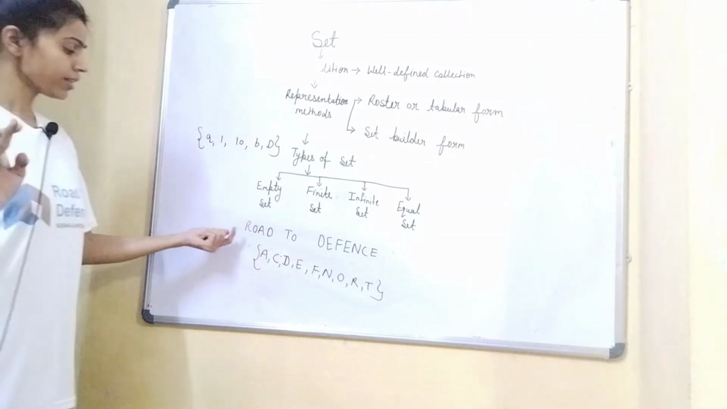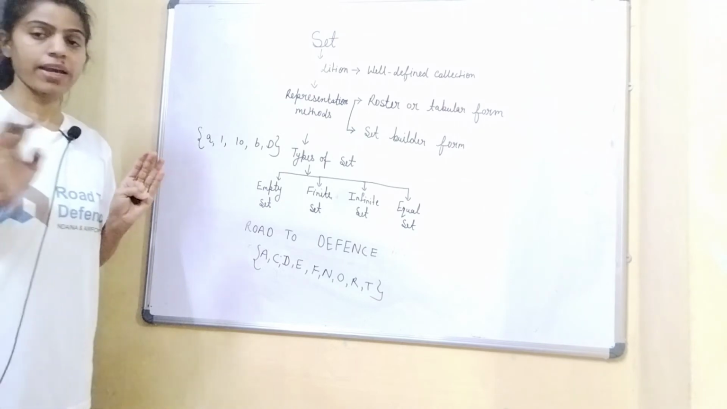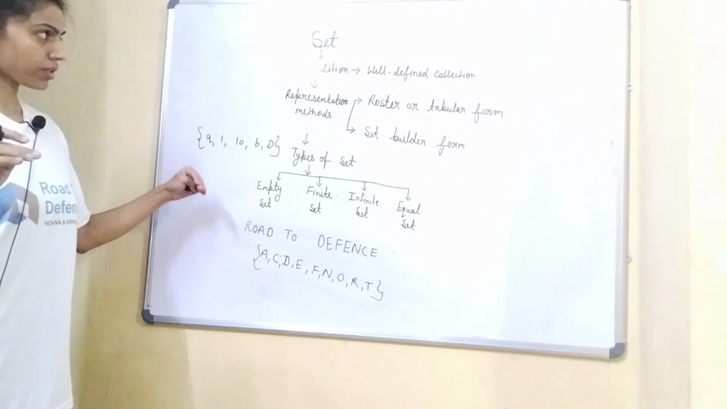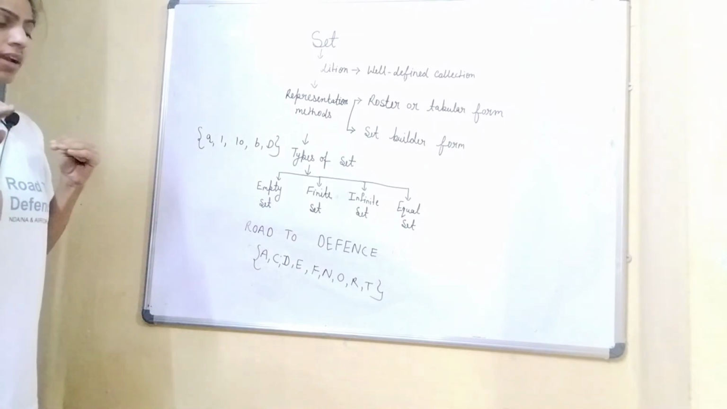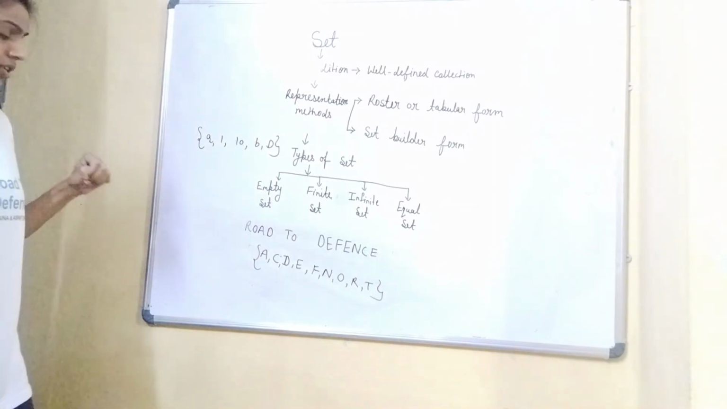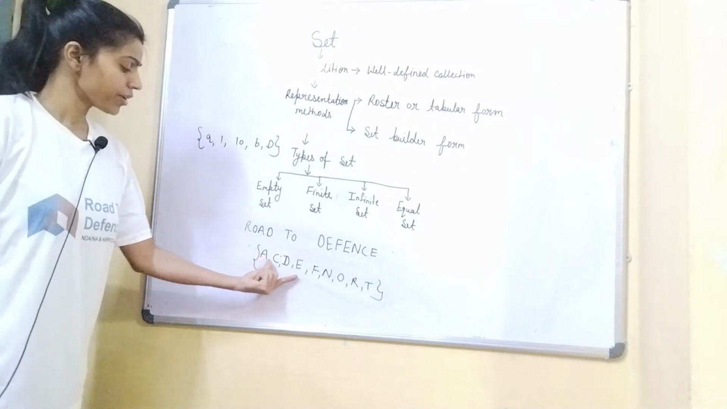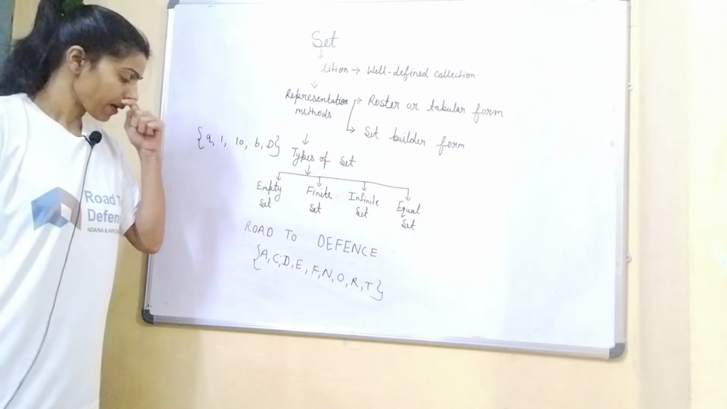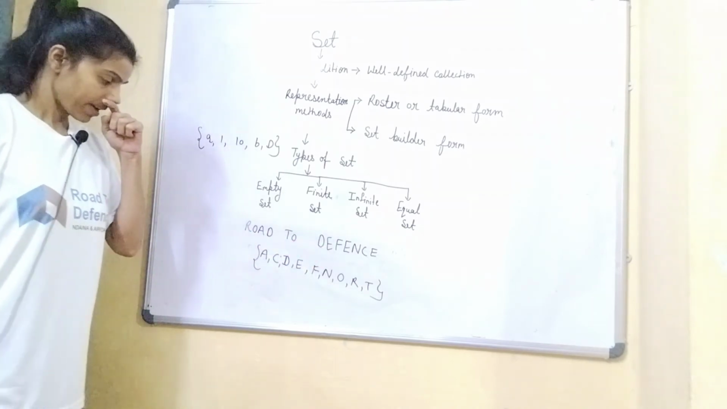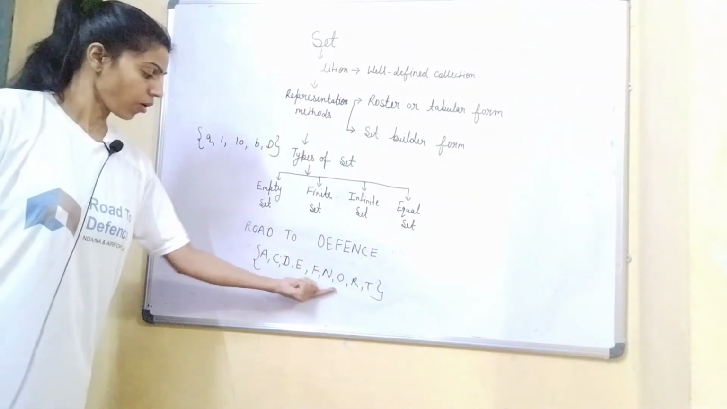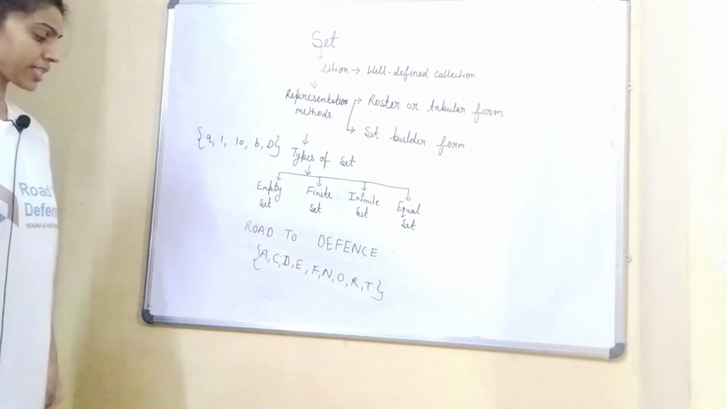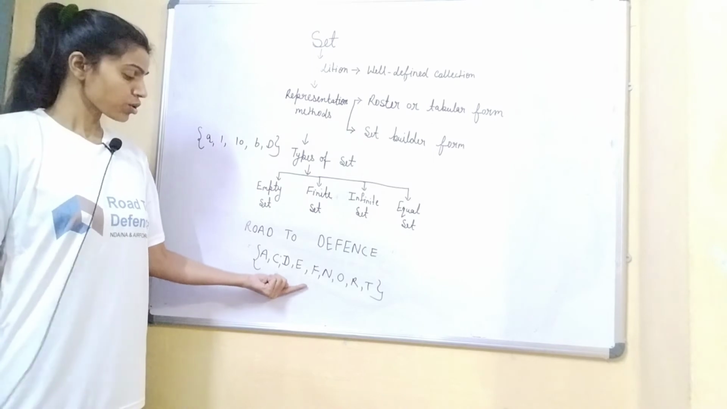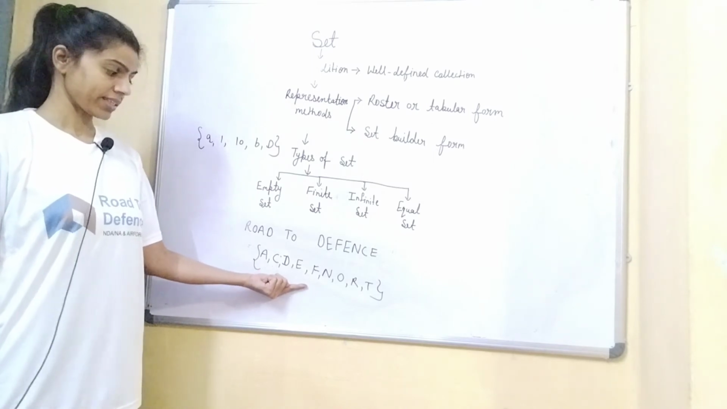And the order may also change. When we are writing this collection of set or the elements of the set, we are not following any order. I have written only the alphabets which are used to write the word "road to defense", right. So these are a collection of alphabets, and there is a finite number of alphabets being used. So this set is a finite set, right.